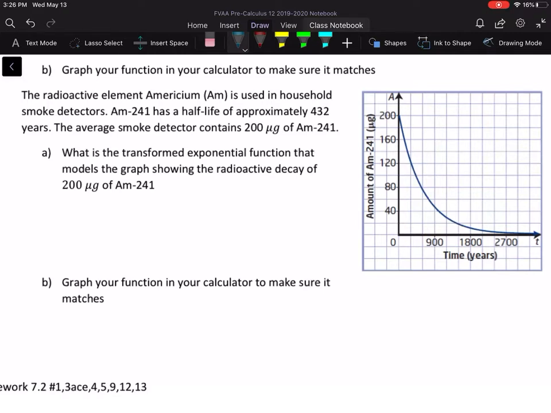is used in household smoke detectors. AM241 has a half-life of approximately 432 years. The average smoke detector contains 200 micrograms of the AM241. All right, so what is the transformed exponential function that models the graph showing the radioactive decay of 200 micrograms of AM241?